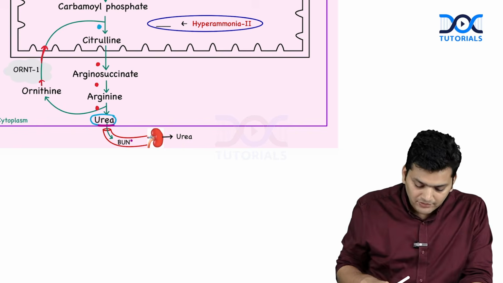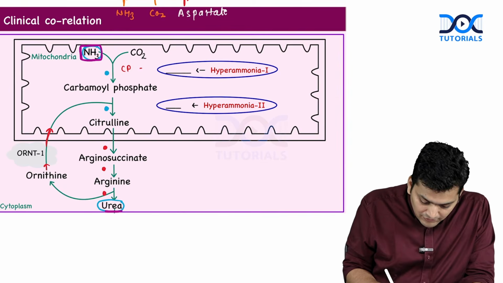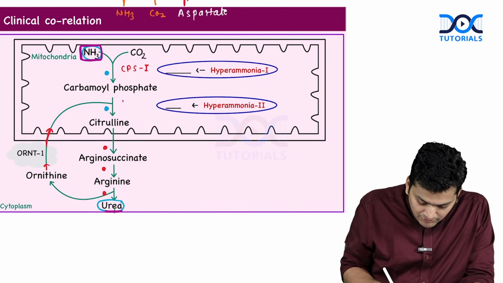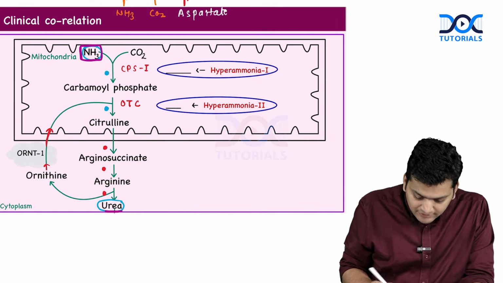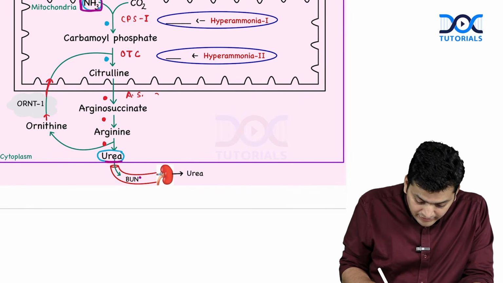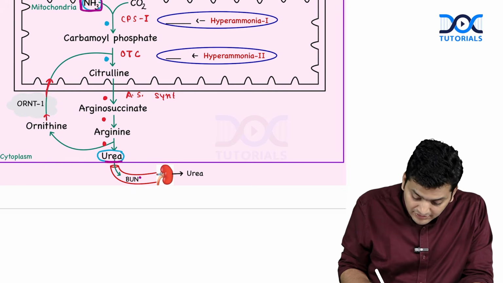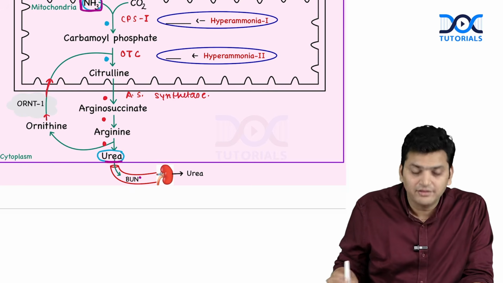So, for example, what was the name of the first enzyme here? CPS1. What was the name of the second enzyme? Ornithine transcarbamylase. What was the name of the third enzyme? That was arginosuccinate synthetase or synthase. It is arginosuccinate synthetase because we have used the energy.